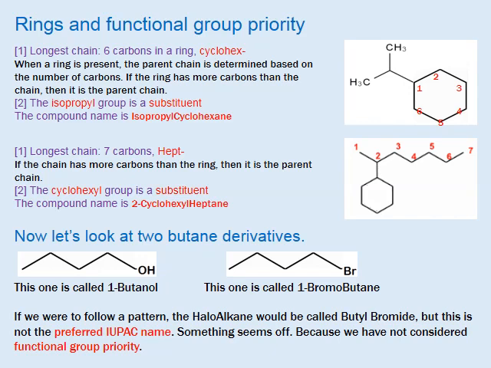Now it is time to point out a rule that we have been using without even knowing. Consider the 4-carbon alcohol with hydroxyl substituent at position 1. Its name is 1-butanol. If we were to follow a pattern, the haloalkane with similar structure would be called butyl bromide, but this is not the preferred IUPAC name. The haloalkane is called 1-bromobutane. Something seems off, because we have not considered functional group priority.